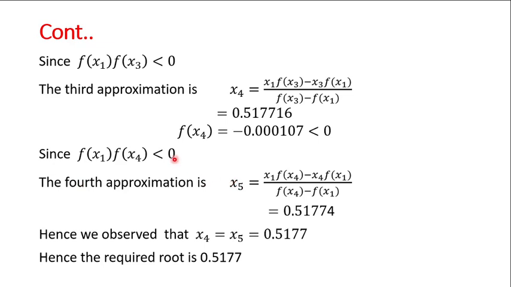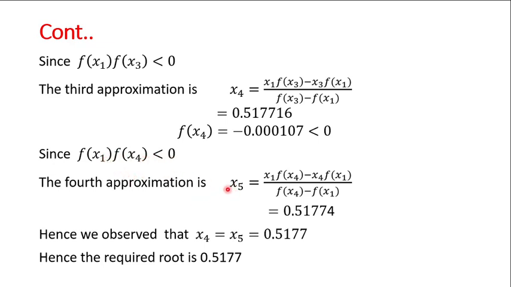Before finding x5, we need the f of x4 value. Find f of x4, that is x4 into e to the power of x4 minus cos x4, we get the value minus 0.000107, less than 0. Hence x4 replaces the x3 value because f of x3 takes a negative value. Since f of x1 into f of x4 is less than 0, the root lies between x1 and x4.